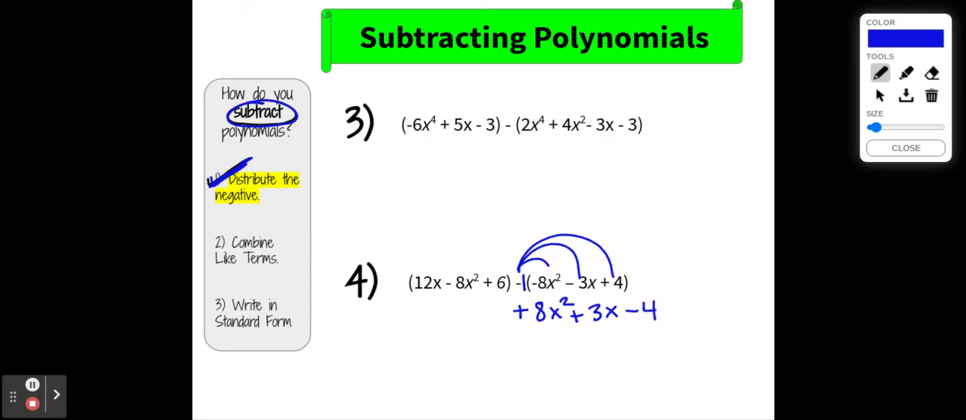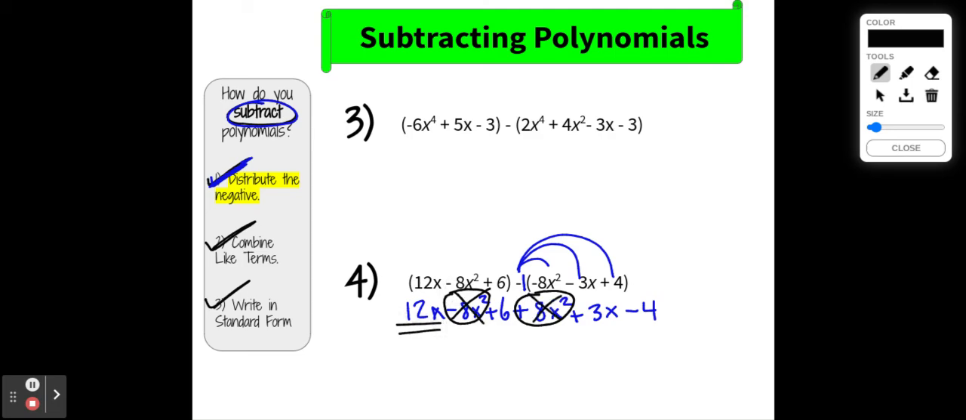The first polynomial will stay exactly the same. So 12x minus 8x squared plus 6. Almost running out of room there. Okay, then as you see here in step 2, we're going to combine like terms, always keeping in mind we want this in standard form. So it looks like the highest degree would be to the second power. So I've got a negative 8x squared plus an 8x squared. Well, that just gives you 0. So those really just kind of cancel out.